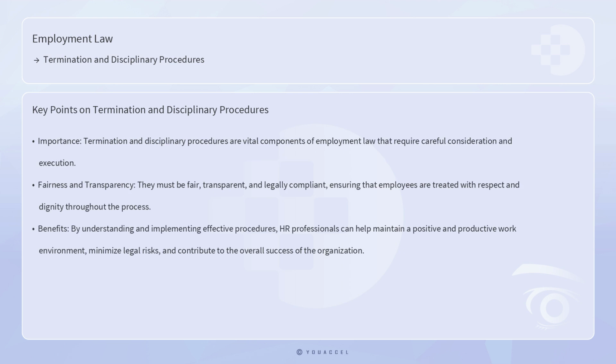In conclusion, termination and disciplinary procedures are vital components of employment law that require careful consideration and execution. They must be fair, transparent, and legally compliant, ensuring that employees are treated with respect and dignity throughout the process. By understanding and implementing effective procedures, HR professionals can help maintain a positive and productive work environment, minimize legal risks, and contribute to the overall success of the organization.